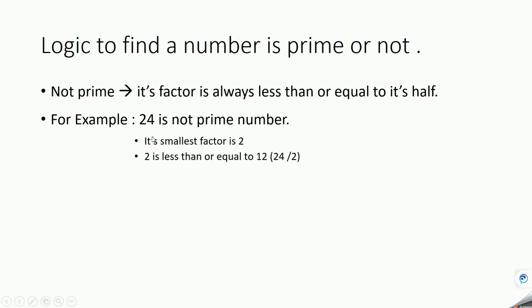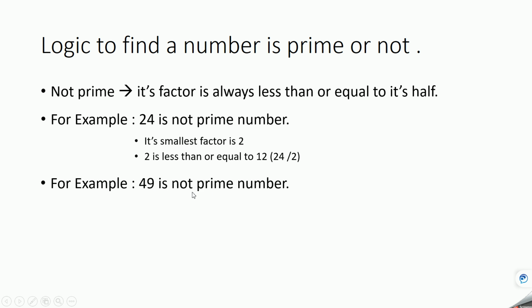So 24 can be divided by 2, 3, 4, 6, 8 and 12. All those factors are less than or equal to 12, that is nothing but half of this number. So this is what I mean by this statement: its factor is always less than or equal to its half. Let's see another example.